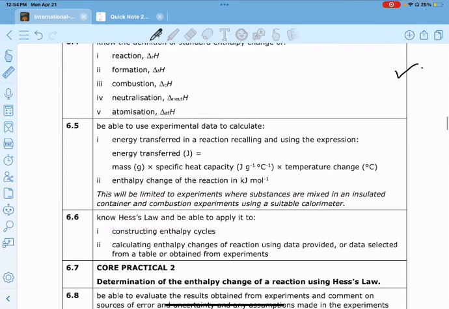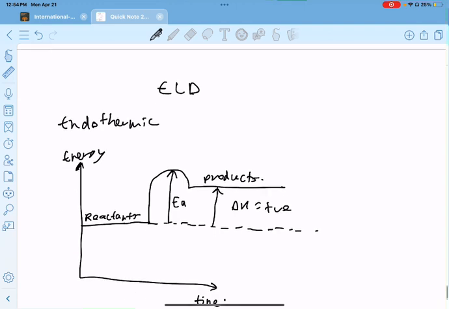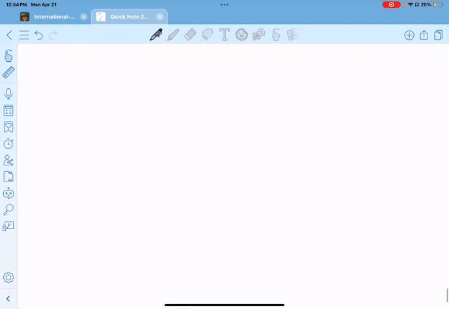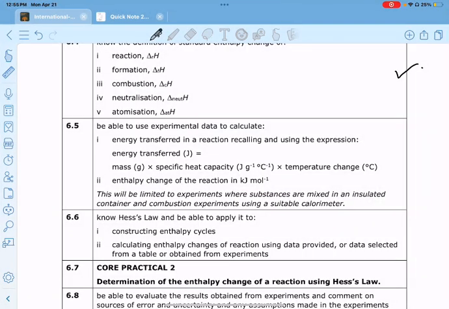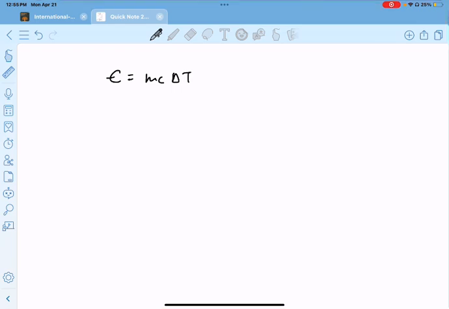Next up, be able to use experimental data to calculate energy transferred in a reaction using this equation. Okay. In O-level physics, we had an equation: E equals mc delta T, okay? Yeah, so we do know this equation. This is the energy. C is the specific heat capacity of something, okay? M is the mass, and delta T is the change in temperature.